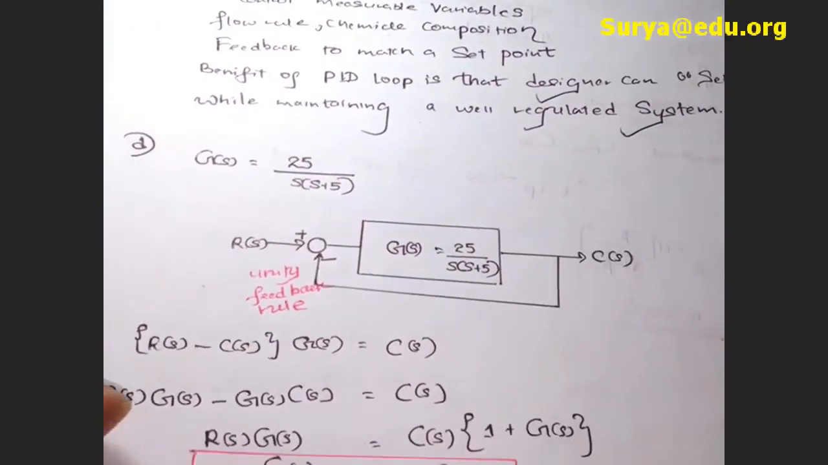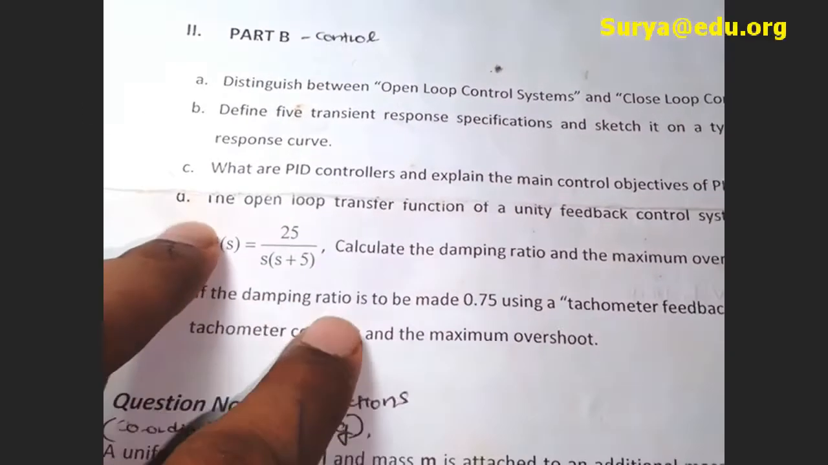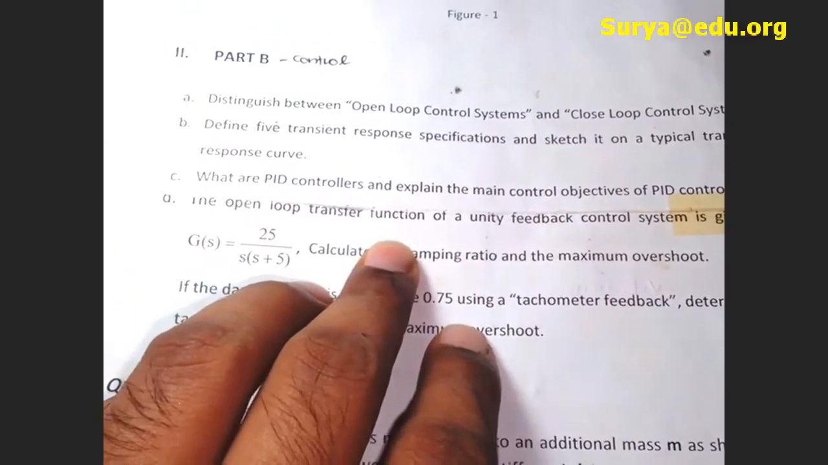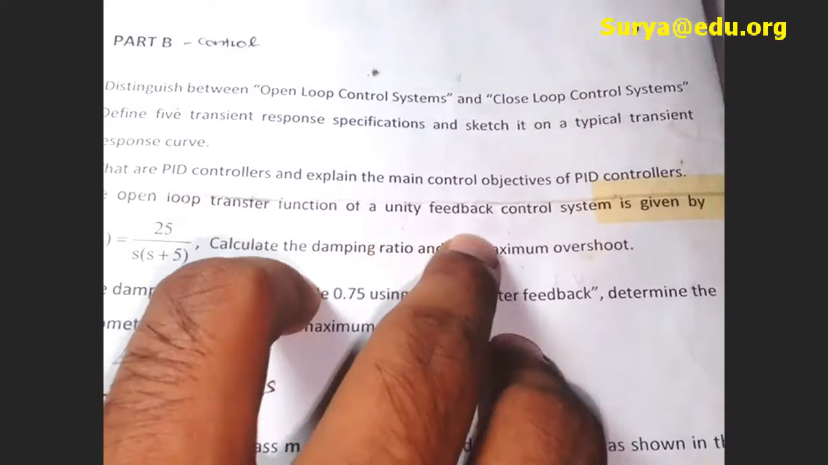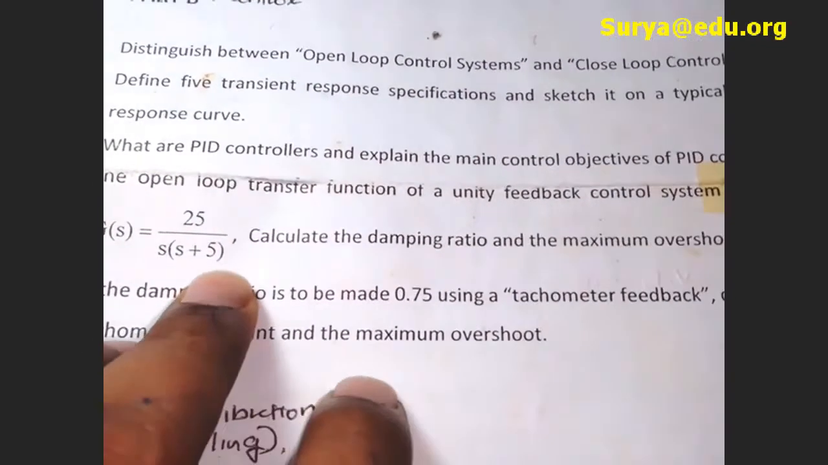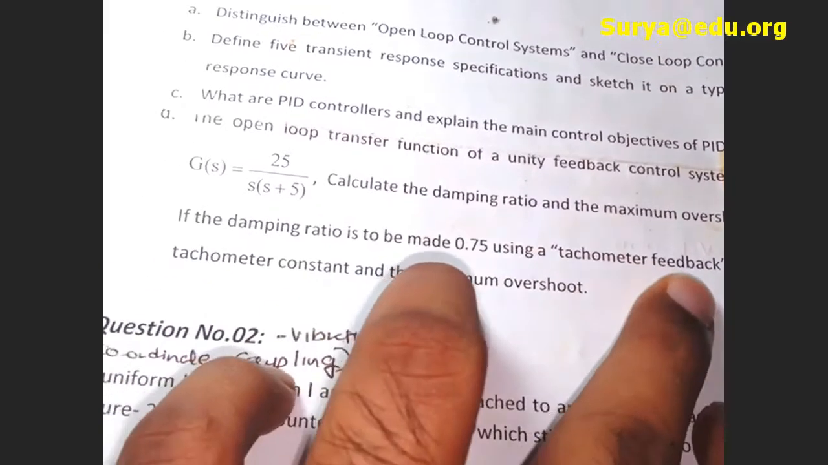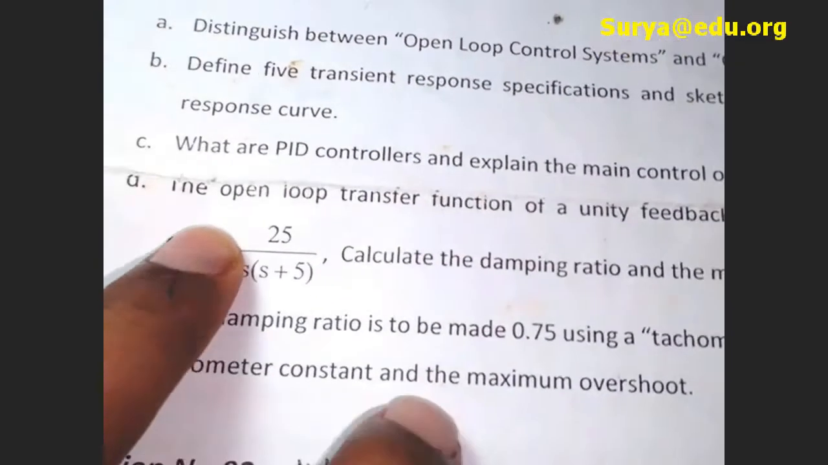And now the D part. What is the D part? I think it must be a calculation-based part. Open loop D. The open loop transfer function of a unity feedback control system is given by G(s) equals, okay, blah blah blah. Calculate the damping ratio and maximum overshoot. Oh, that's the first part. The open loop transfer function, okay, right?